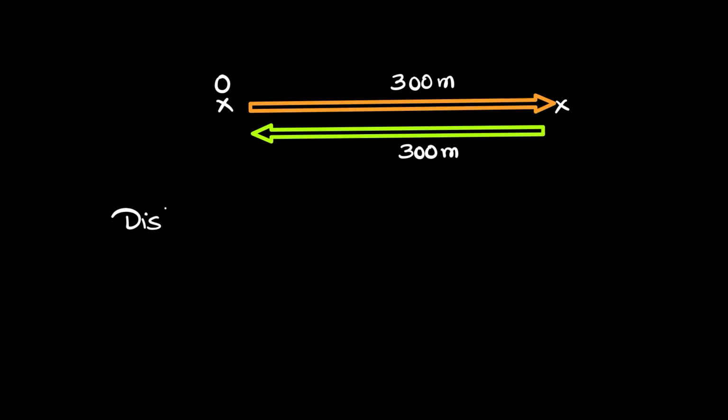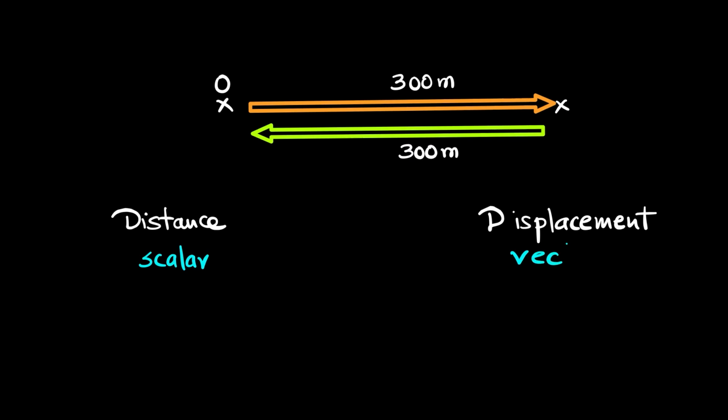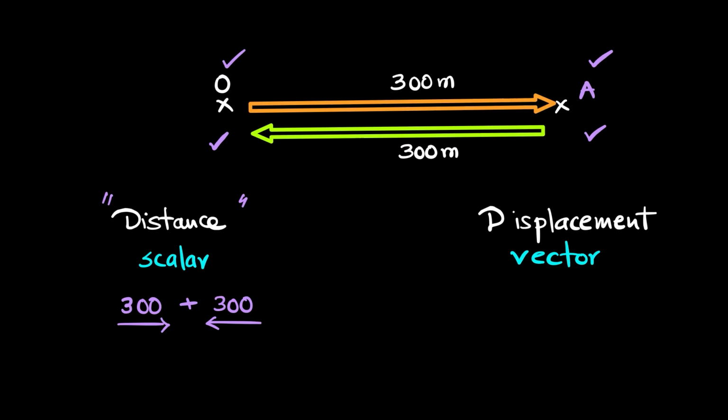Now there are two quantities that we talk about. The first one is distance, the second one is displacement. Now distance is a scalar quantity. Displacement is a vector quantity. When we talk about distance, we will talk about the distance from O to this point. Let's call this point as A, and then A all the way back to O. So the person has traveled 300 meters in one direction and then 300 meters in the other direction. So the total distance adds up to 600 meters because we are not taking care of the plus and the minus sign.